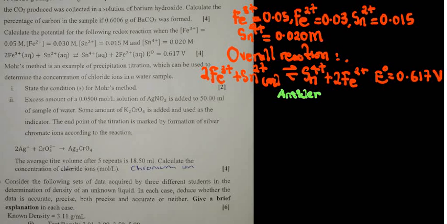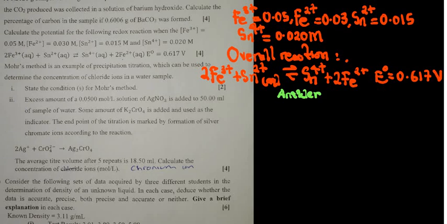And the question that we want to look at today is this question here. I hope it's very clear. It says, calculate the cell potential of the following redox reaction. We've been given the copper 3 as 0.05 molar, the copper 2 as 0.03, the tin 2 as 0.015, and the tin 4 as 0.02 molar. So we've been given the concentrations of these half reactions. Remember, this is a half reaction.